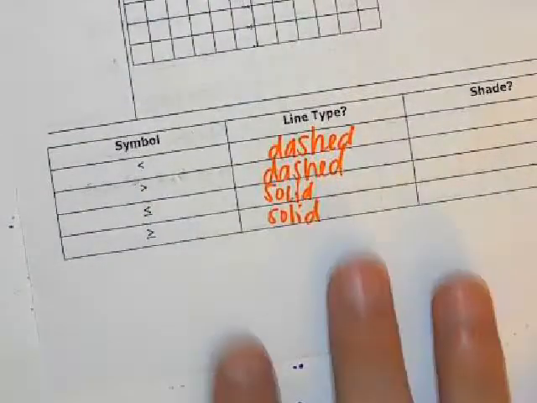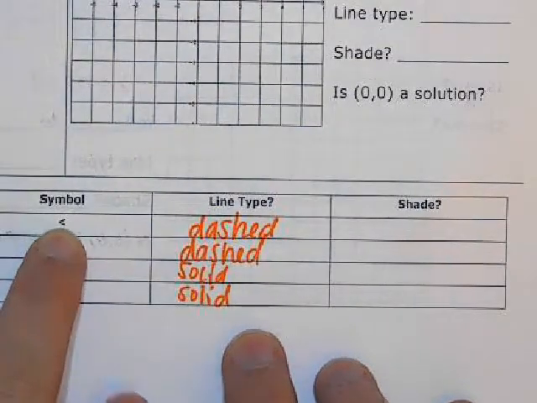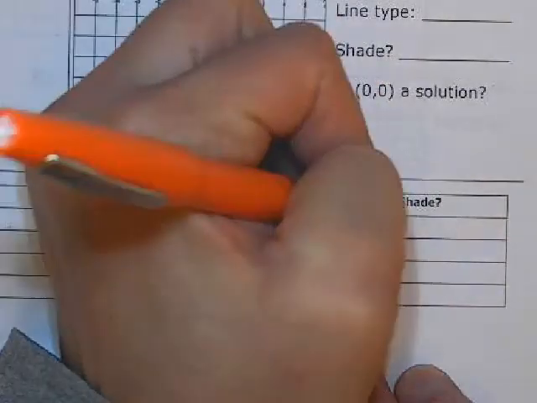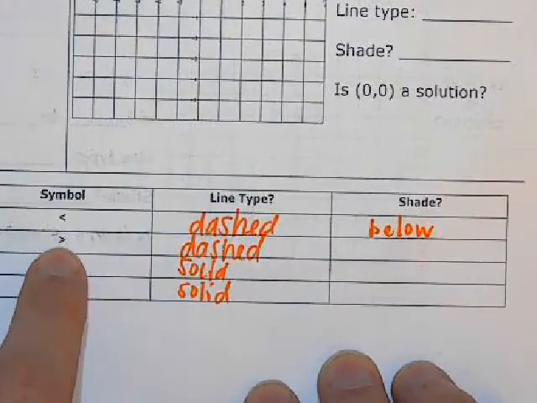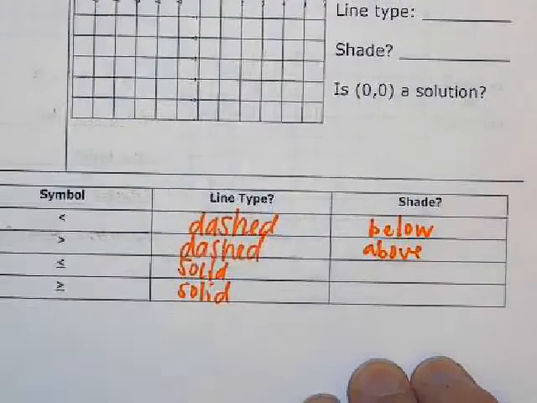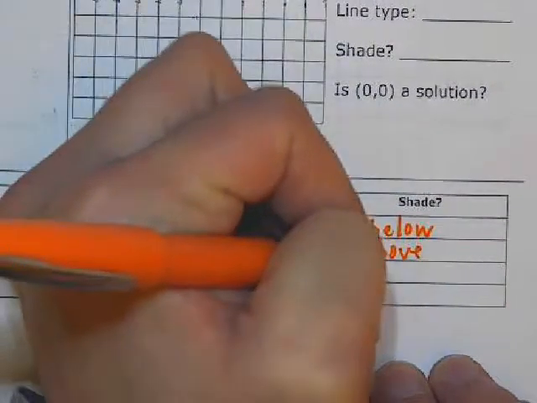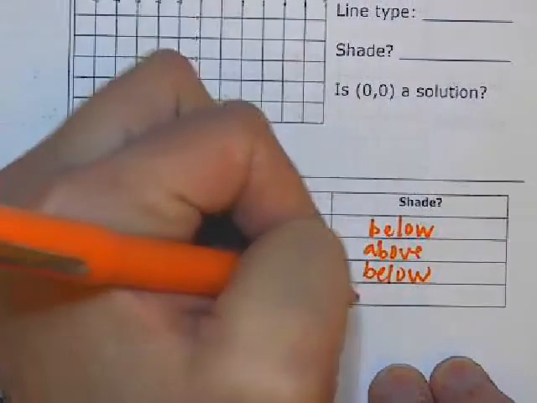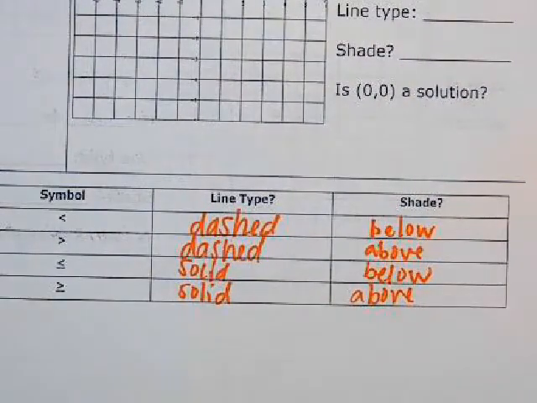Now I got to decide, how do I determine that? Well, how do you say this symbol? Less than. So if it's less than, it's going to be below. How do you say this symbol? Greater than. So that would be above. How do you say this symbol? Less than or equal to. So that would be below because it's less than. How do you say this one? Greater than or equal to. So it would be above.